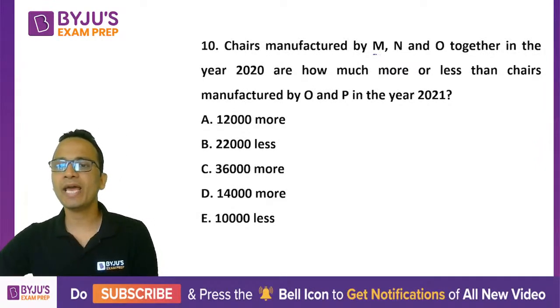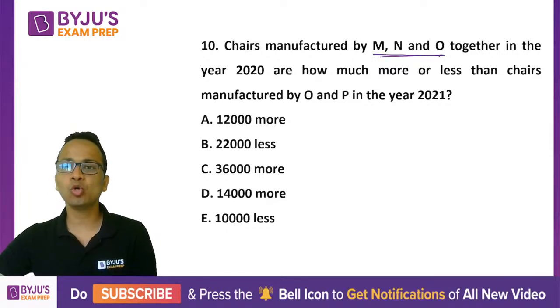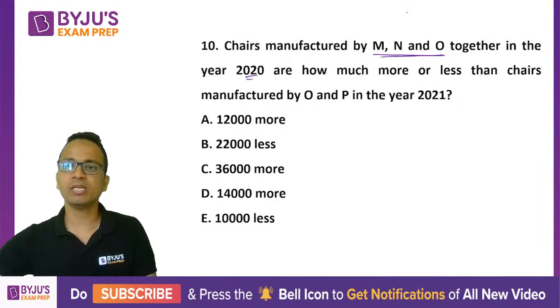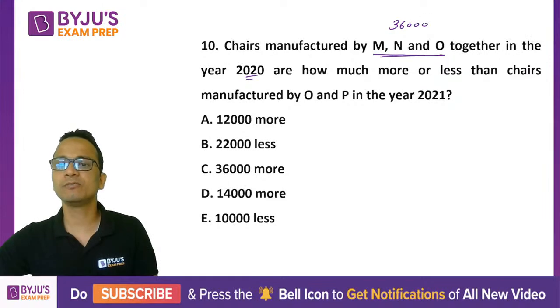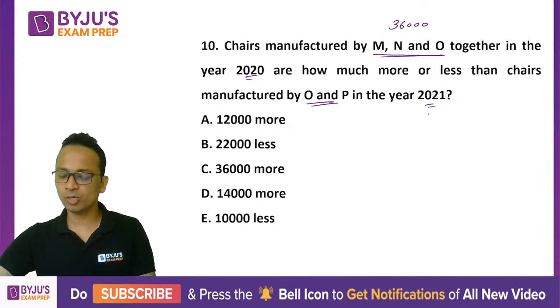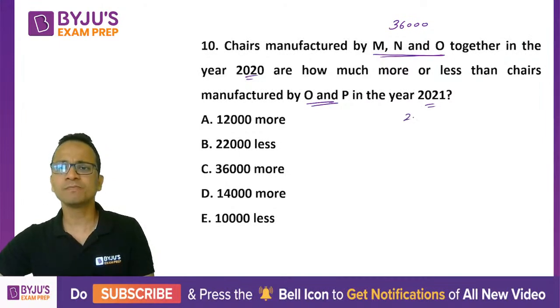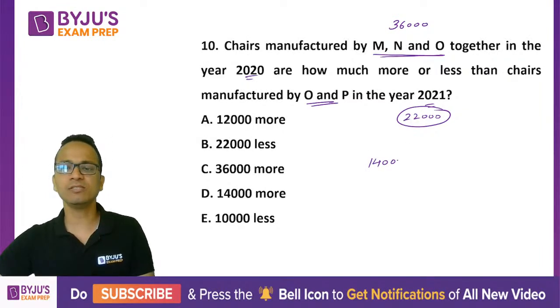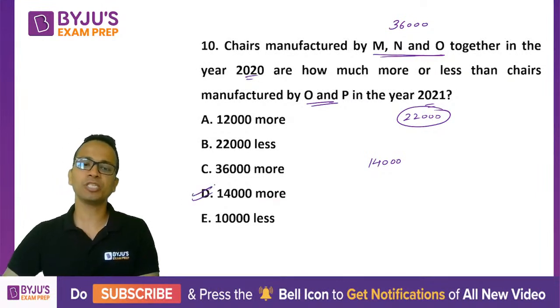Chairs manufactured by M, N and O together in the year 2020. So M, N and O in the year 2020. So it will be equal to 12,000 plus 10,000 plus 14,000, that is 36,000. Are how much more or less than the chairs manufactured by O and P in the year 2021. So O and P in the year 2021, 10,000 plus 12,000, that is 22,000. All right. So again, we have to find the difference between these. So the difference here is 14,000 and the correct answer is option B.